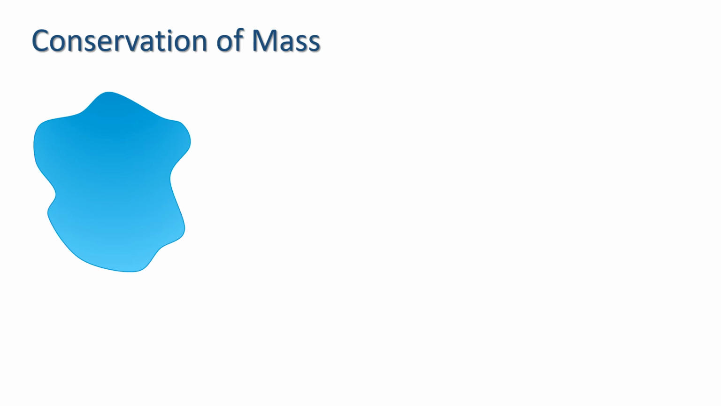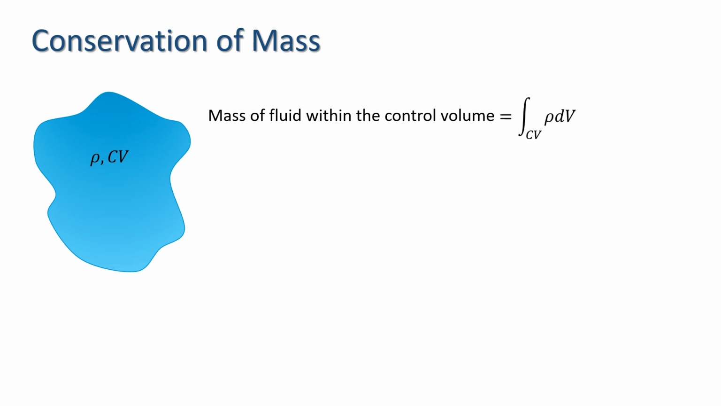Now let's consider an arbitrarily shaped control volume of fluid. I will take the density to be ρ and denote the control volume as CV. The mass of fluid within the control volume can be obtained by integrating over the control volume. We have the integral over CV of ρ dV. Now, if the fluid is flowing, then the mass of fluid within the control volume may be changing. The rate of increase of mass is given by d by dt of the integral over CV of ρ dV.